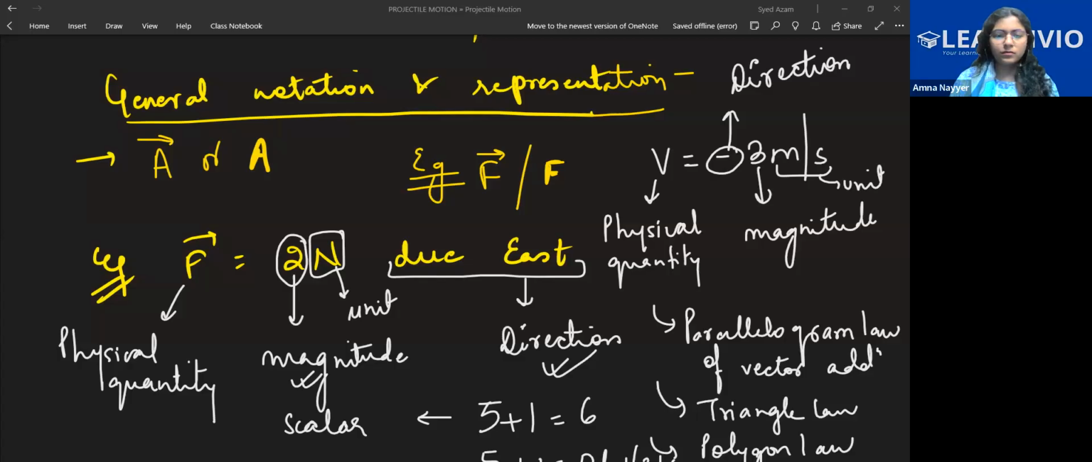What's the second word after general? Second mode of representation, this. No, ma'am, after general, there's a word written. What is that word? Notation. Okay, thank you. Notation means representation.